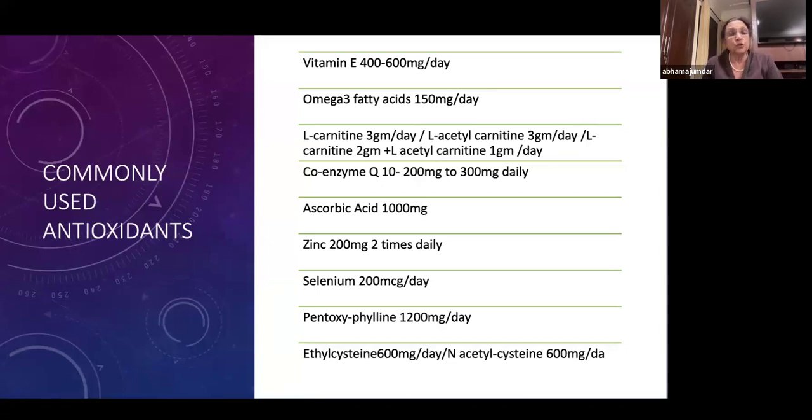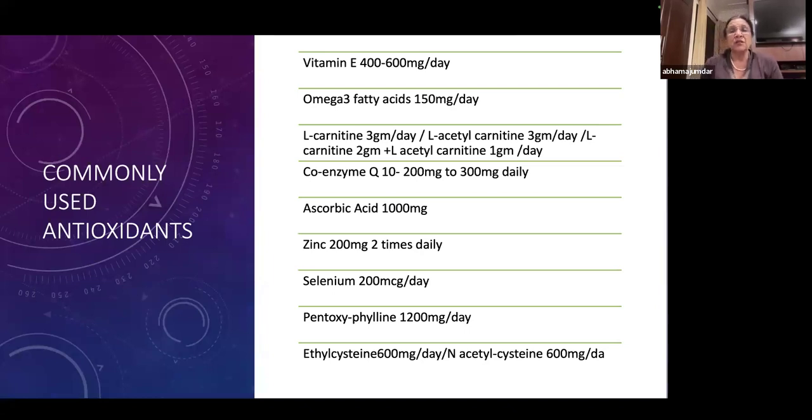What are commonly used antioxidants after the insult is removed? You have to treat the insult first before you start giving antioxidants to reduce the oxidative stress. Vitamin E, 400 to 600 milligrams a day. Omega-3 fatty acids, 150 milligrams a day. Or you can use L-carnitine, 3 grams a day. With L-acetyl carnitine 3 grams a day, or levocarnitine 2 grams plus L-acetyl carnitine 1 gram a day, and you will find it in all the products which are all over the horizon of the Indian pharmaceutical market for male infertility.